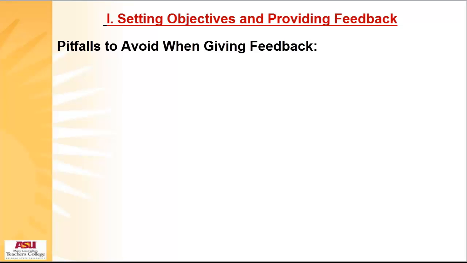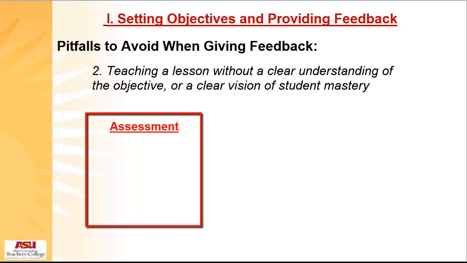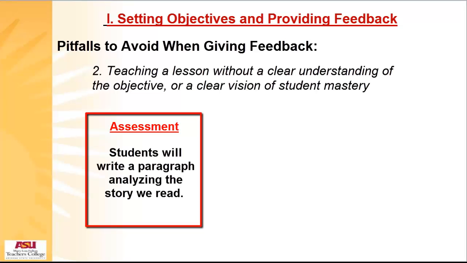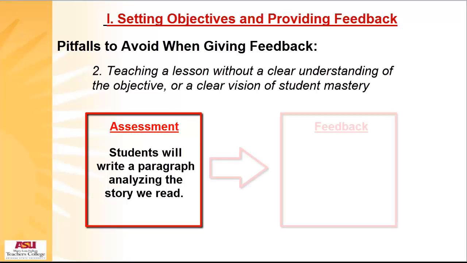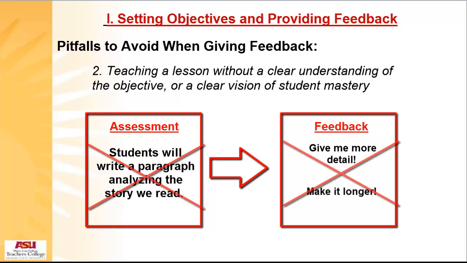Second, another pitfall that can compromise the quality of your feedback is teaching a lesson without a clear understanding of the objective, or teaching a lesson without a clear vision of what it will look like for students to master the objective. For example, if your assessment at the end of a lesson is that students will write a paragraph analyzing the story we read, it will be hard to give feedback beyond generic encouragement like, "Give me more detail," or "Make it longer."